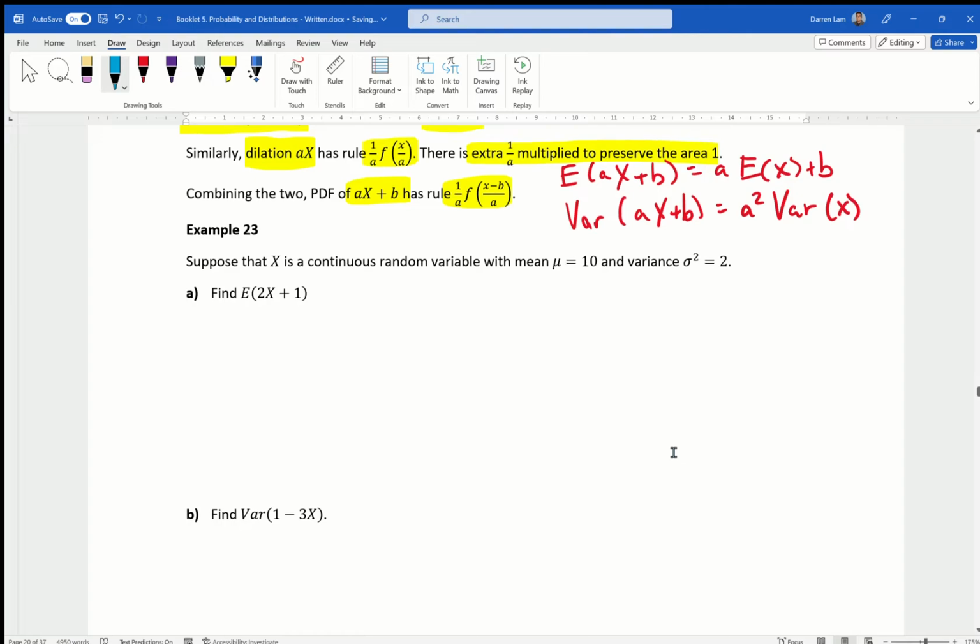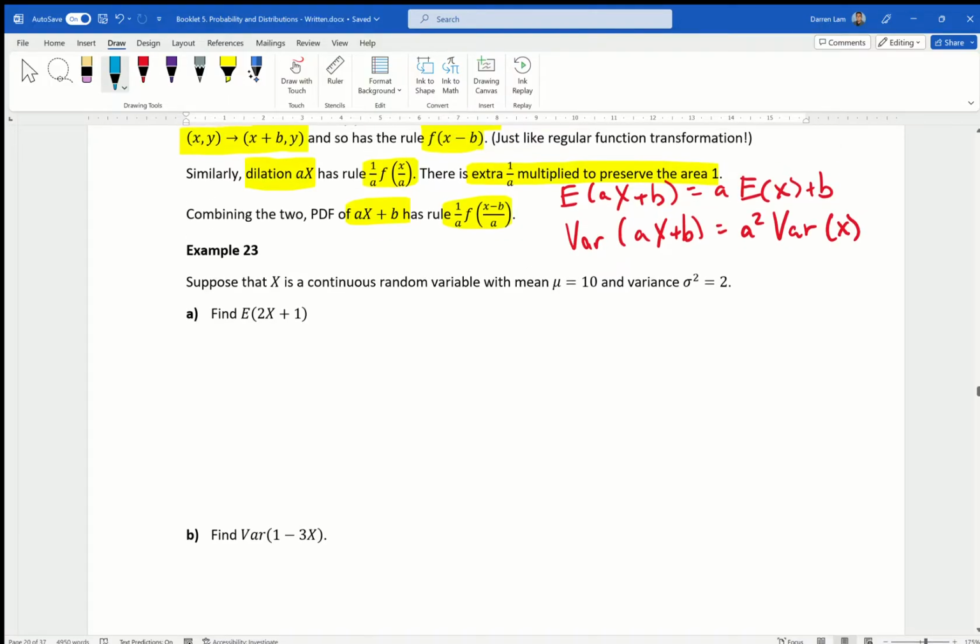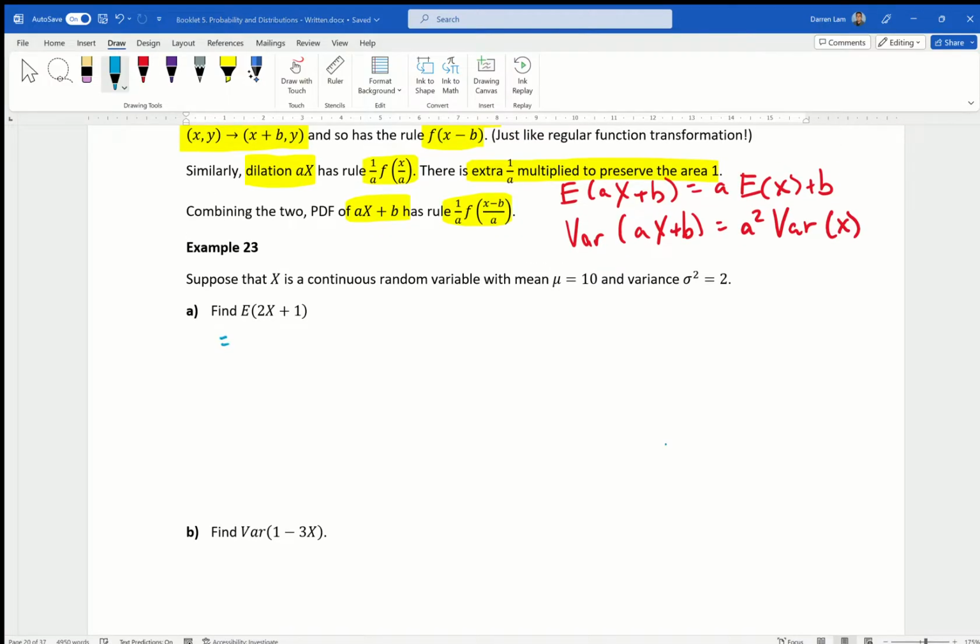Okay. Suppose that x is a continuous random variable with a mean of 10, and a variance of sigma squared equals 2. Find E of 2x plus 1. Using that, of course, I know that it's going to equal 2 times E of x plus 1. That's just using the first formula I wrote on the top right, which equals 2 times 10 plus 1, which is 21.